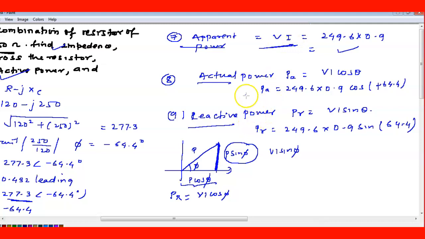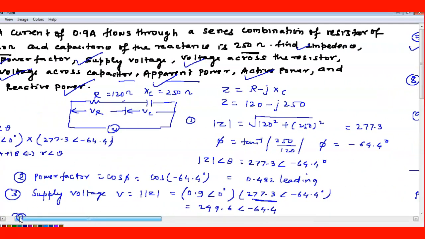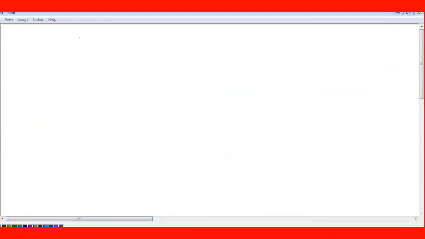Getting? Yes, this is also called active power. Active power is cos theta, reactive power is sin theta, and apparent power is just VI. Cos theta is your active and sin theta is reactive. So now, we have already finished the series combinations.